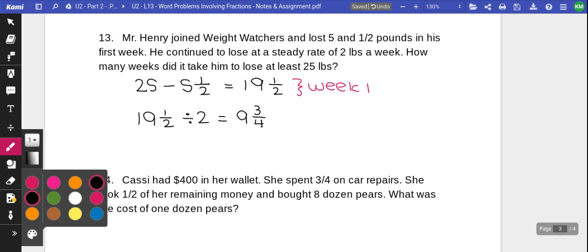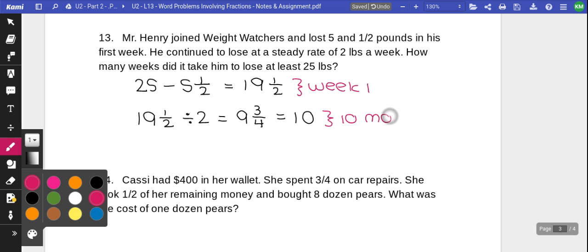After 9 weeks, did he lose the 25 yet? Or did it take that extra week? Well, let's just think about it. 9 times 2 pounds is how many pounds? 18. If he needed to lose 19.5 and at 9 weeks he had lost 18, is he at his goal yet? So would you agree we'd have to round this? What will this round to? 10. So it took week 1 plus 10 more weeks.